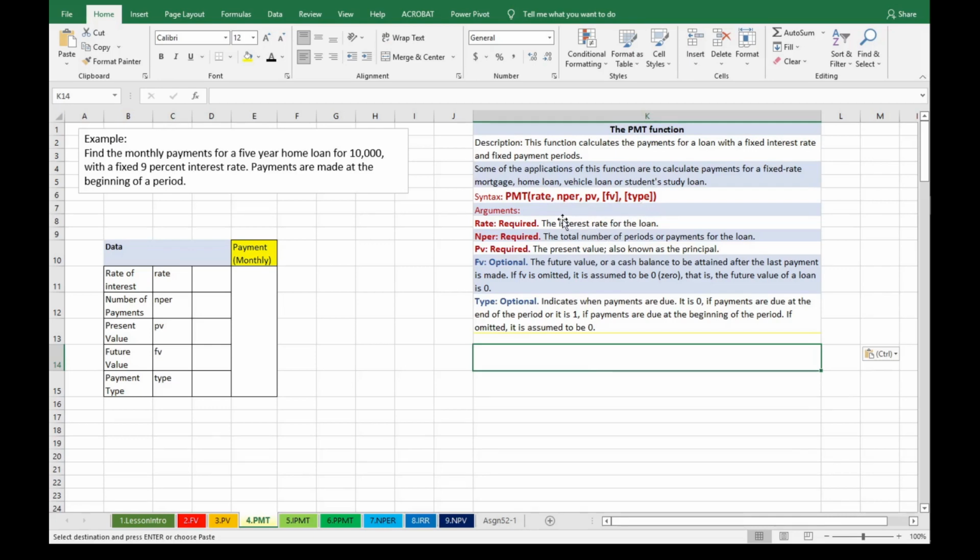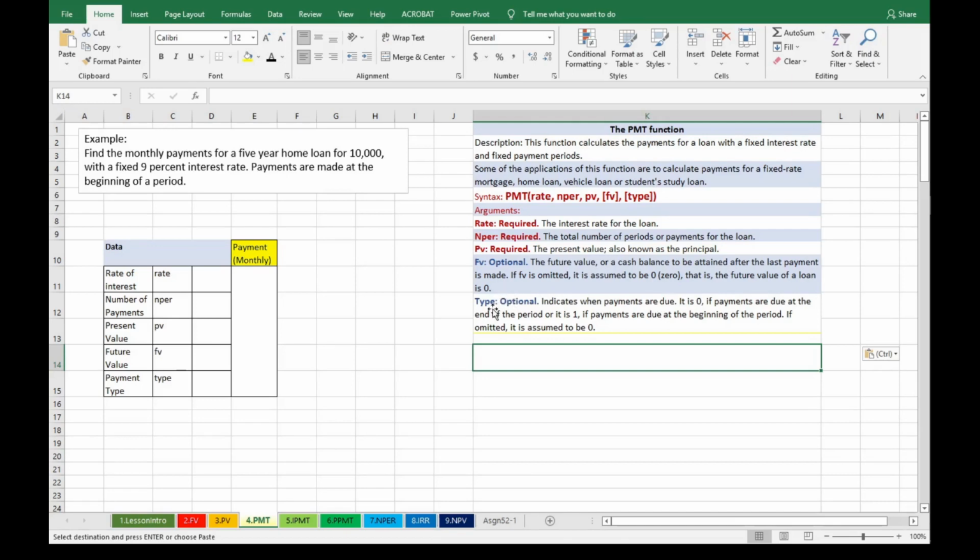arguments. So like we saw in the last topic, rate is the interest rate for the loan, NPER is a required argument, that is the total number of periods or payments for the loan. PV is also a required argument, which is the present value. It is also known as the principal. Then FV is an optional argument. This is the future value or cash balance to be attained after the last payment is made. If FV is omitted, it is assumed to be 0, that is the future value of the loan is 0.